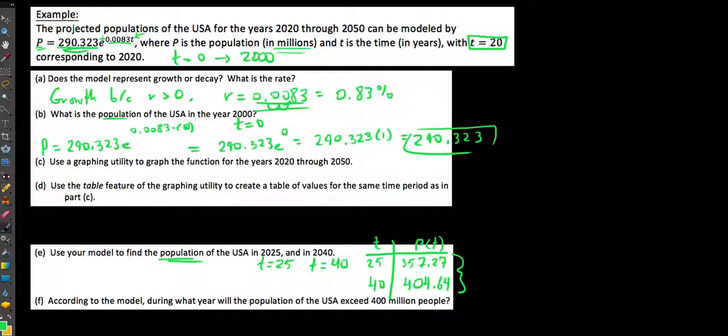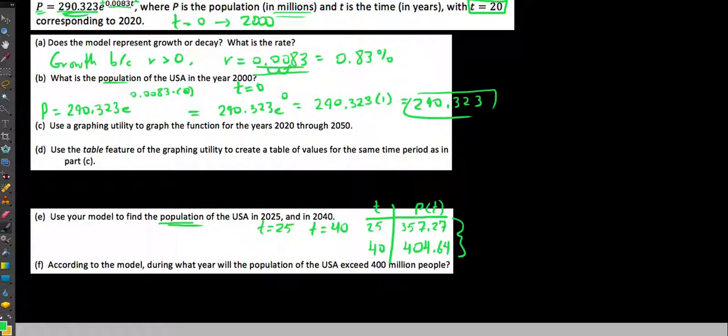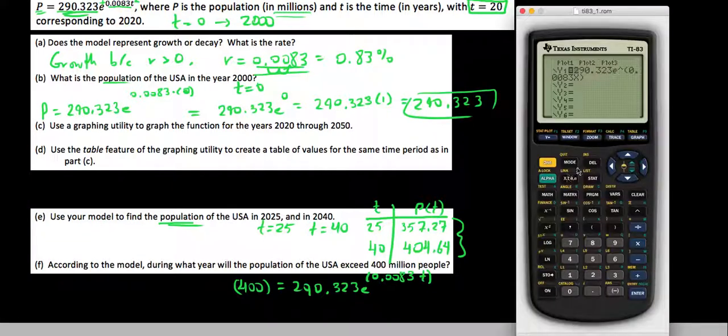Now this is a good question right here. According to the model, during which year will the population of the USA exceed 400 million people? This is like saying, if I want my population to be 400 million people, we can plug in 400 for our population, and what we're really trying to do is work backwards to solve for what my time would have to be. The unfortunate thing for you is we haven't talked about logarithms yet, so we don't really have an algebraic way to solve for this.